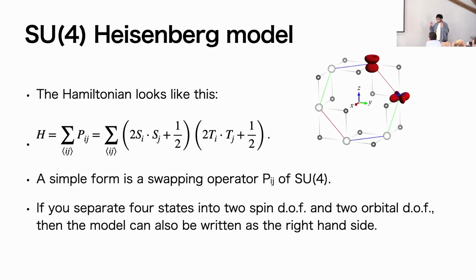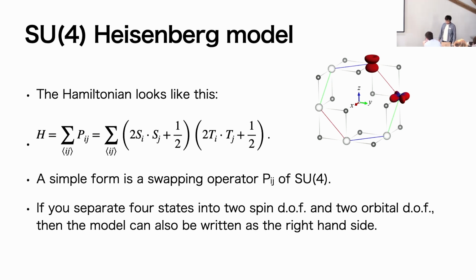Just swap to neighboring states or neighboring sites, swapping the color and exchange. That's the essential meaning of the Hamiltonian. And of course, this has a complete SU4 symmetry. But also, we can write this down in a more conventional way, which is the right-hand side.